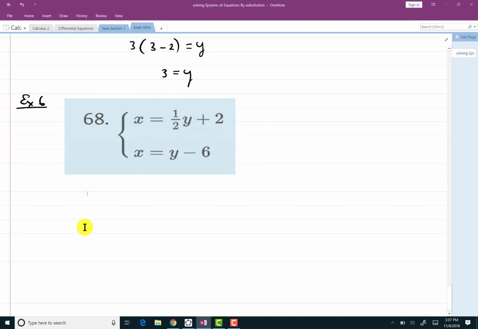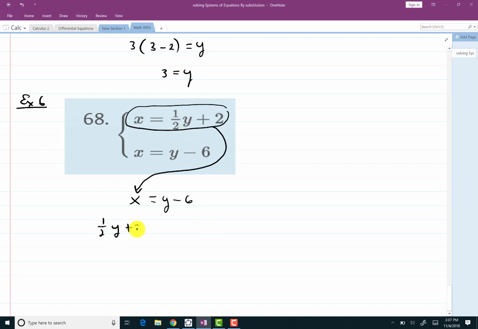As I'm doing these examples, you might find it useful to pause the video and try to do the problem yourself and then see how it works out compared to what I did. Here, x is alone in each one of these. If that's the case, if I take the second equation, x equals y minus 6, I can actually take this whole thing here and plug it in for x. So instead of x on that side, I'll put my 1/2 y plus 2, and on the other side I have y minus 6.